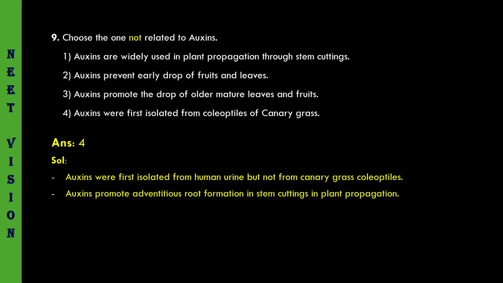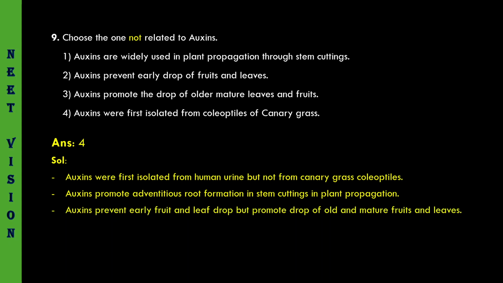Auxins promote adventitious root formation in stem cuttings in plant propagation. Auxins prevent early fruit and leaf drop but promote drop of old and mature fruits and leaves.